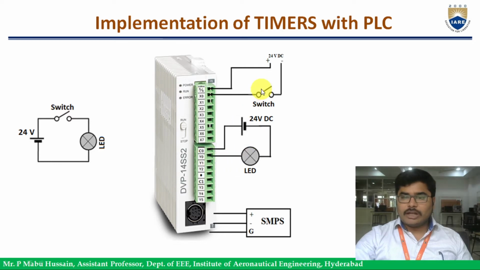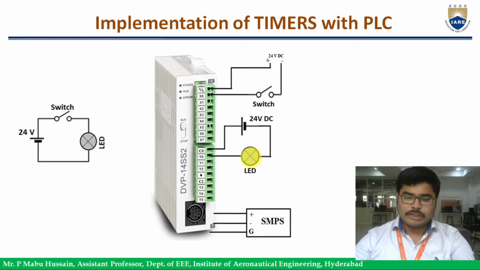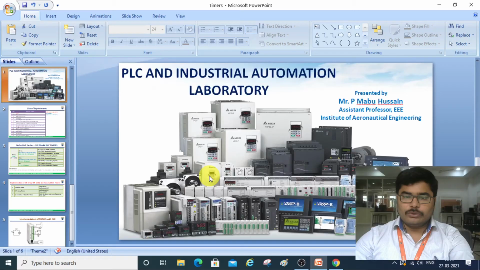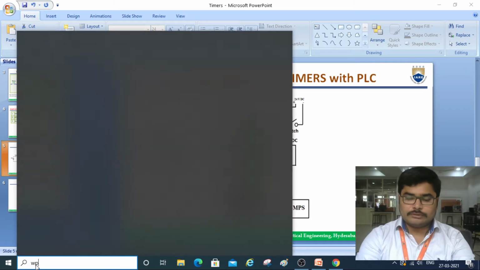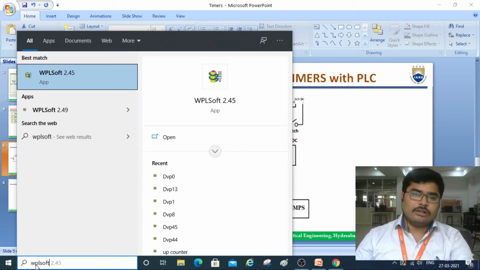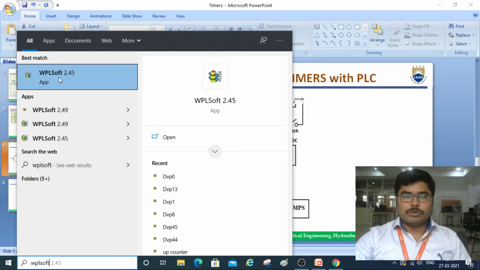Now whenever I close the switch, the bulb should generally turn on instantly, but by using on delay, off delay timers and retentive timers, we are going to see how this will work. For that purpose, I am going to open the software, which is WPL software. This is the software we use for programming the PLC, which is WPL soft.